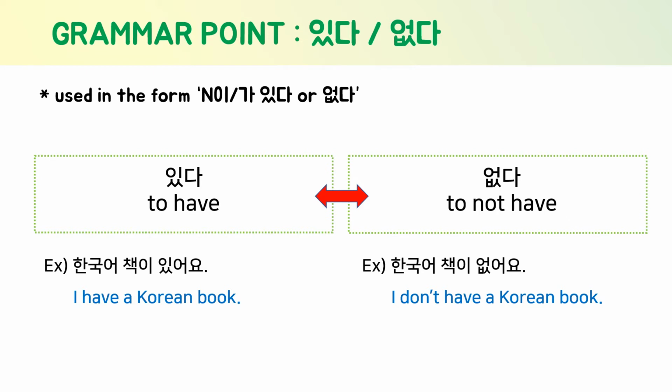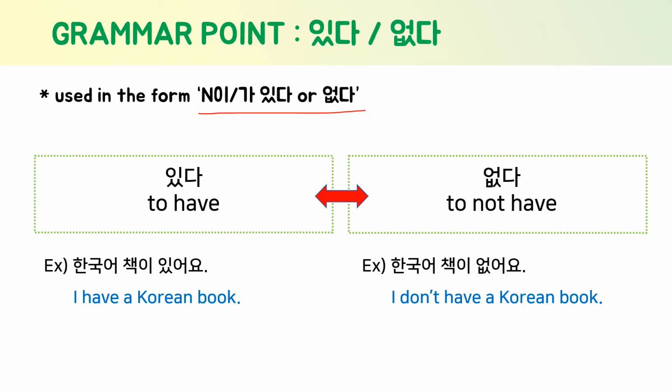So another grammar part is 있다 and 없다. In this word 있다 and 없다, often used in the form, noun 이/가 있다 없다. So 있다 means to have here. 없다, to not have. So 있다, 없다, it actually has a different meaning other than to have or not to have. But in this lesson, we're only going to focus on to have, to not have.